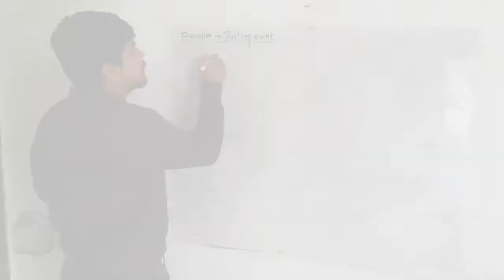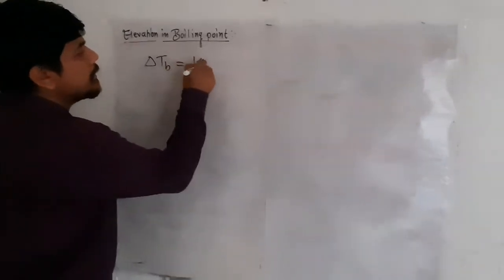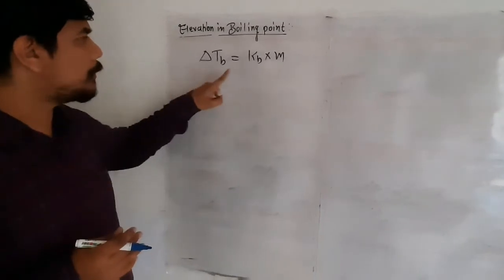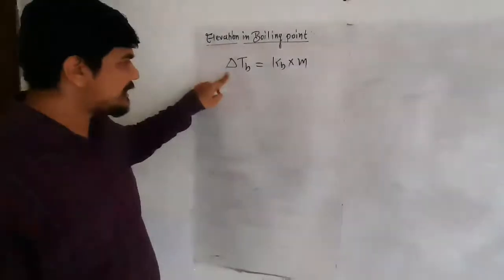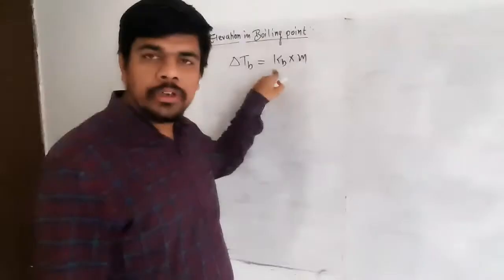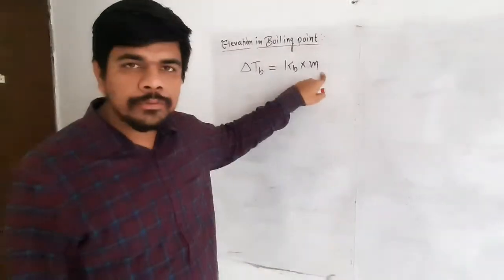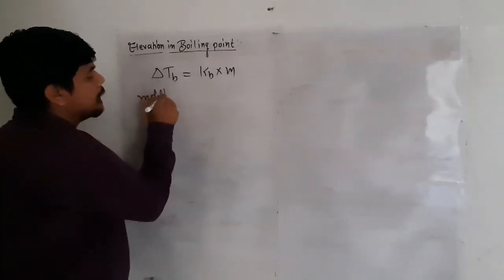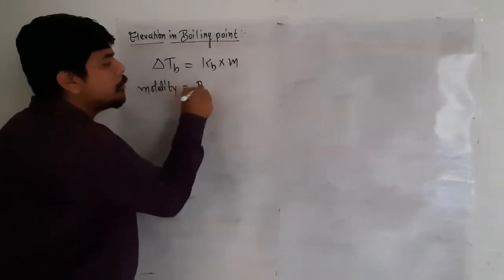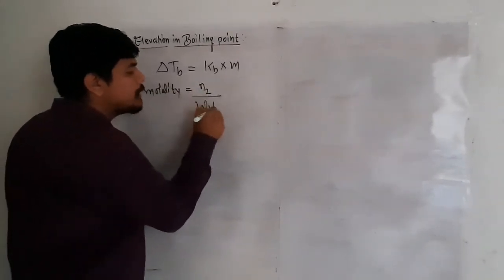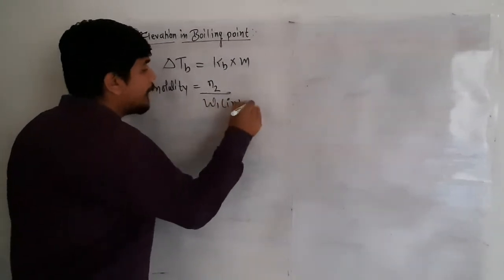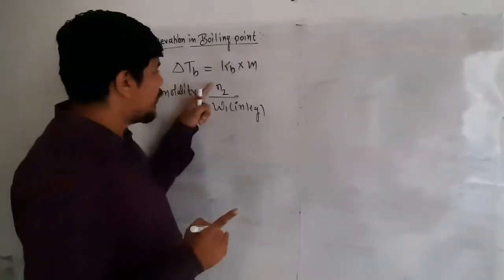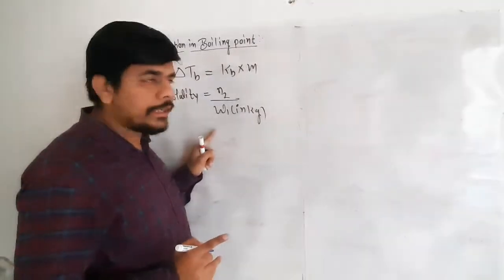Yes, students. So in the previous class, we reached this formula for elevation in boiling point: delta Tb is equal to Kb into m. Delta Tb is elevation in boiling point, Kb is molal elevation constant, m is molality of solution. Molality is the number of moles of solute upon mass of solvent in kg. Previously I said 2 is for the solute, 1 is for the solvent. So n2 upon mass of solvent in kg.